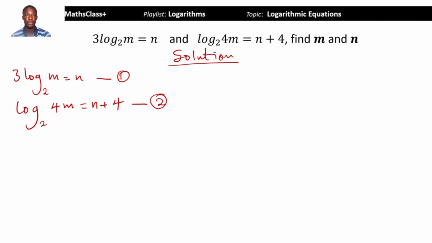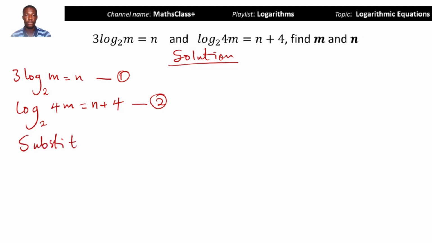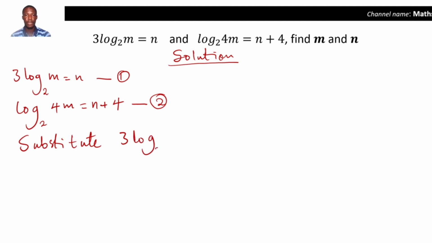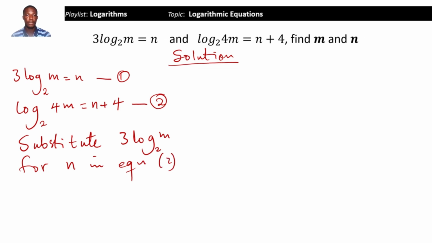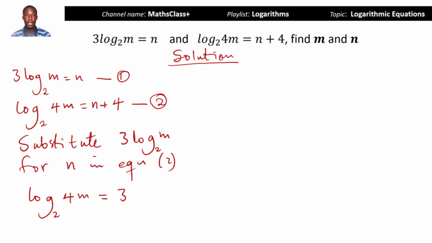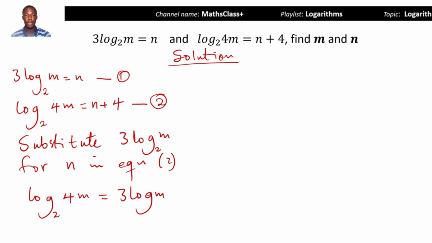Now I'm going to substitute equation 1, that is 3 log to the base 2 of m, for n in equation 2, and that will give me log to the base 2 of 4m is equal to 3 log m to the base 2 and then plus 4, like this.